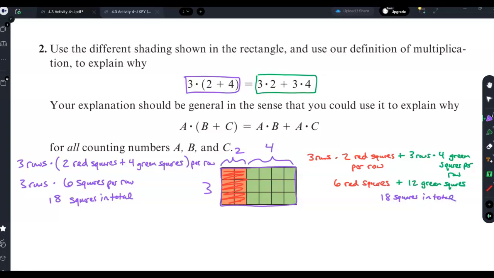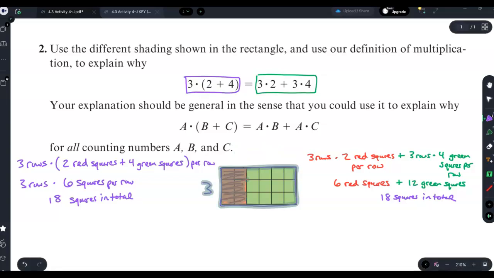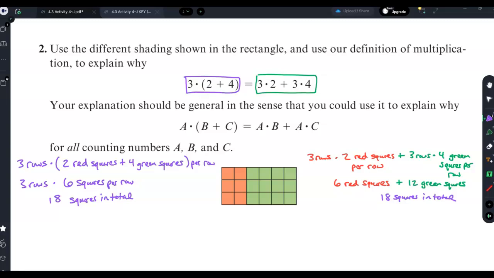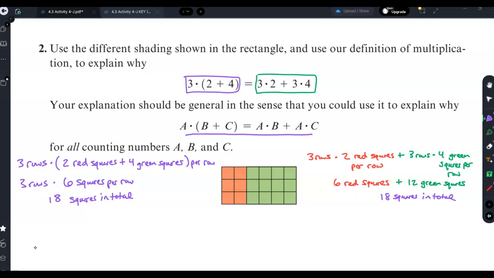So it's just a matter of, do you want to think of it as I'm going to put these two things together and make one big array? Or am I going to think of it as two separate arrays, one red and one green? To generalize this, we can say that this would be the same no matter what numbers, because it wants the explanation to be general for any numbers A, B, and C. You can imagine A being the number of rows, and then there being B red in each row and C green in each row. If we think of it that way, then for any numbers, this would work.